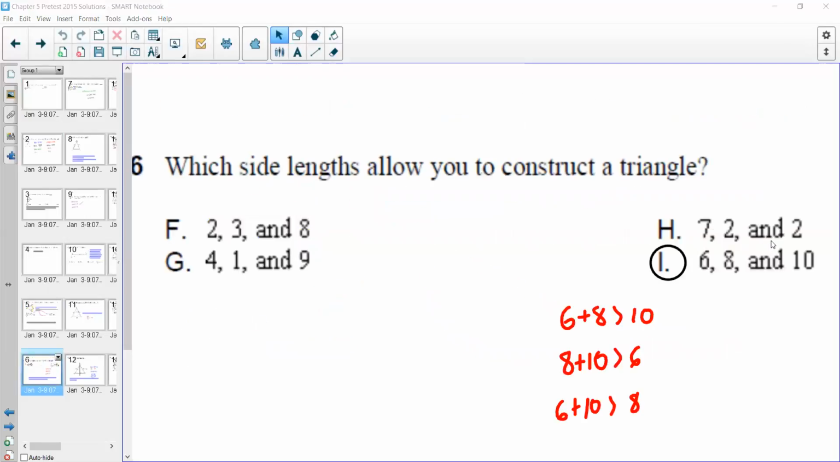Number 6, which side lengths allow you to construct a triangle? Okay, so the sum of 2 sides has to be greater than the third. So I need to check all the possibilities and see, is 6 plus 8 greater than 10? Yes. Is 8 plus 10 greater than 6? Yes. Is 6 plus 10 greater than 8? Yes. So these three sides can make a triangle. All right, good. Thanks for giving me a heads up there, Jake.